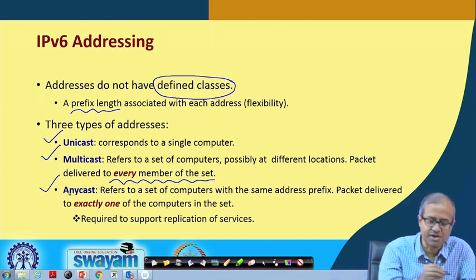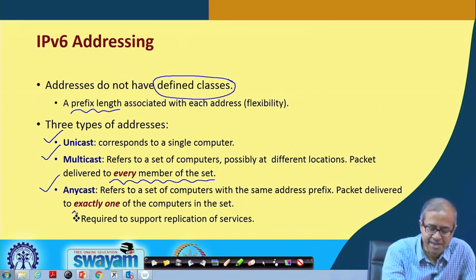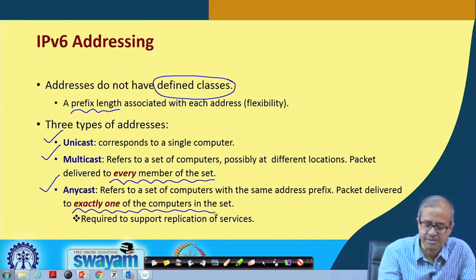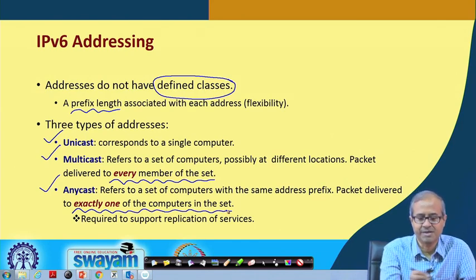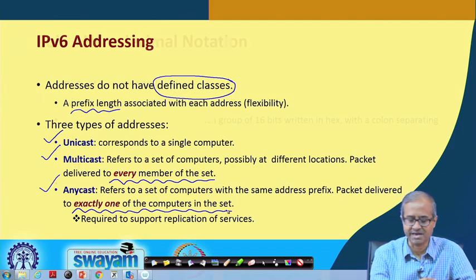Then you have this new address type, Anycast, where the packet will be delivered to exactly one of the computers in the set. In multicast it was delivered to everybody, but here it is delivered to exactly one.